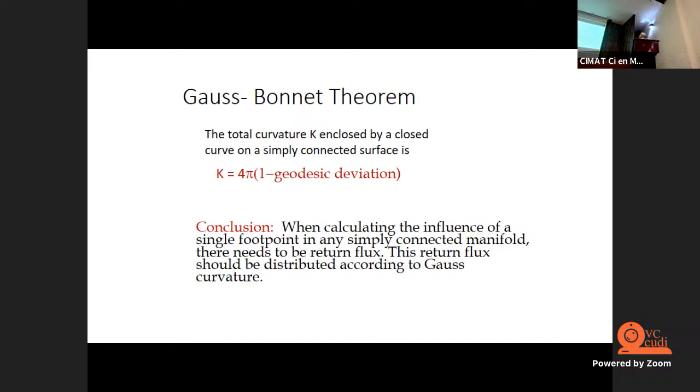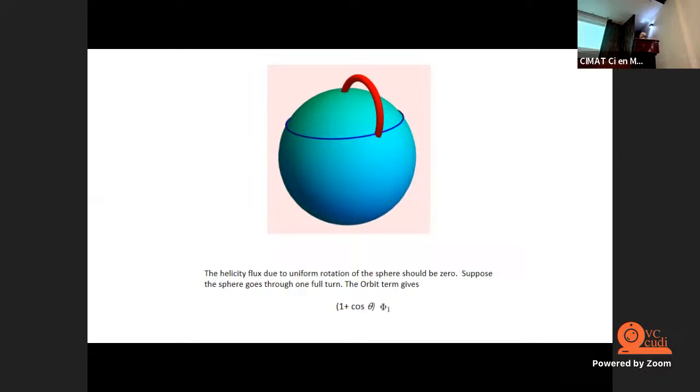When calculating the influence of a single point on a point, we need to have a return flux. And according to this, the return flux would be distributed according to Gauss curvature. I no longer believe this, but it works with the sphere, works for the planet symmetry. So we'll see why it might not work in a few minutes. So basically, for the sphere at least, when it goes around, it's not going around the entire flux of that North Pole. It's also orbiting some return flux that returns in the northern hemisphere.